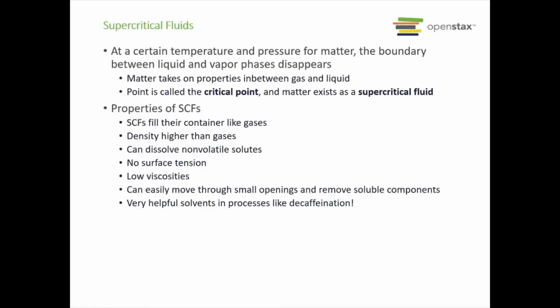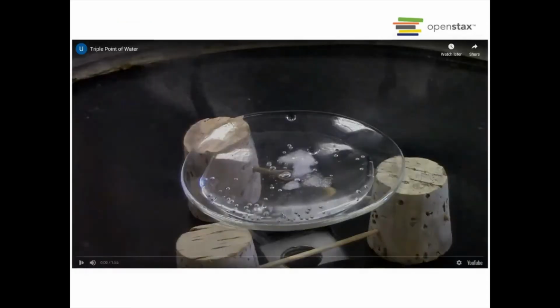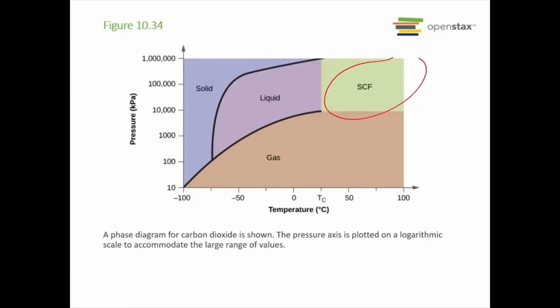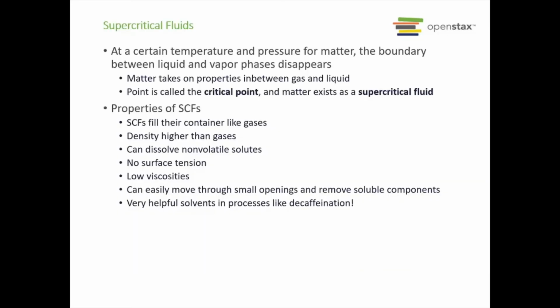All right, so let's talk supercritical fluids. This is that area that was labeled SCF here for carbon dioxide. It's supercritical fluid. These happen at a certain temperature and pressure for different types of matter. You end up blurring that boundary line between liquid and vapor phases, so the matter takes on properties that are in between a gas and liquid. The point where this happens, where it starts, is called the critical point.